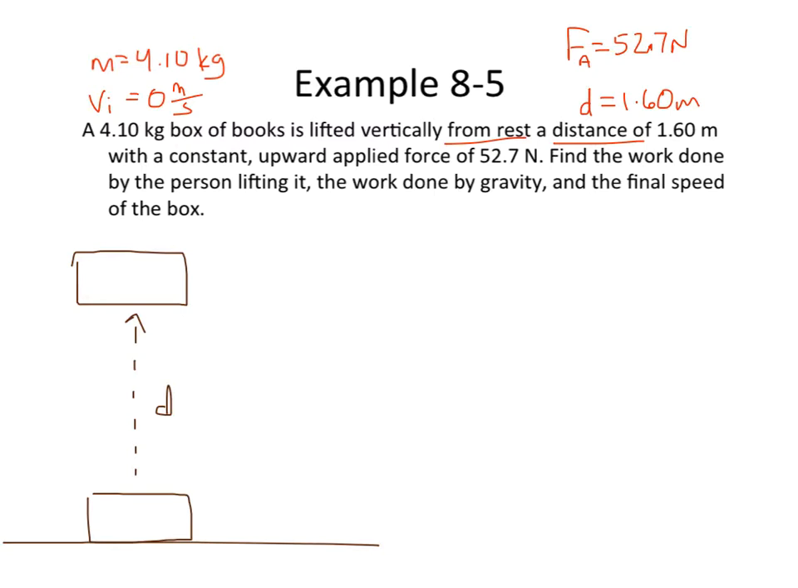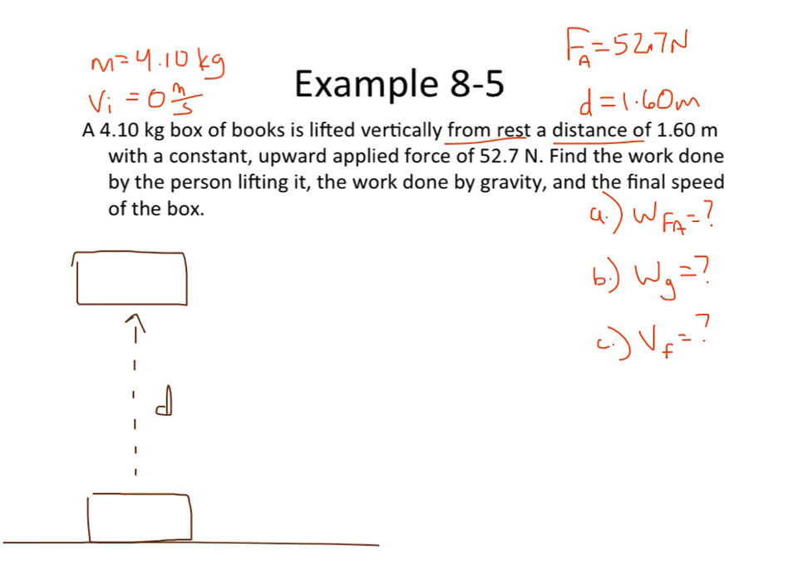Find the work done by three things, really. A, the person lifting it, so the work by the applied force. B, we want to find the work done by gravity. And we want to find the final speed of the box, so that's v final of the box. Let's see if we can find the work done by the applied force, the person applying force to it.